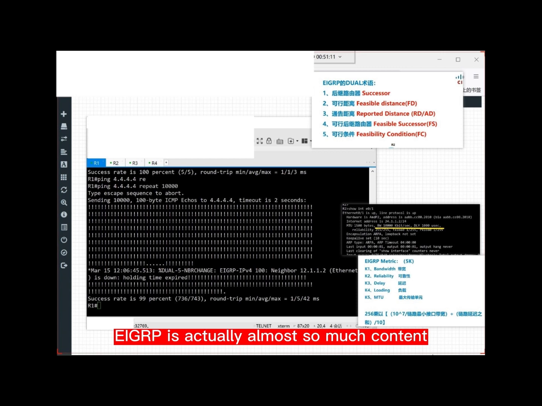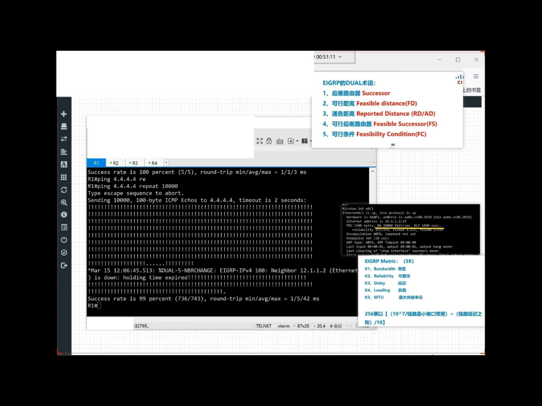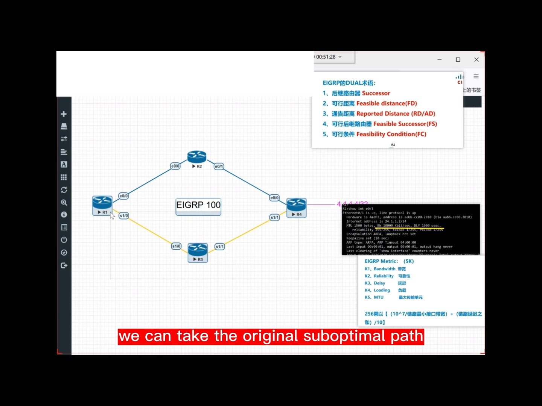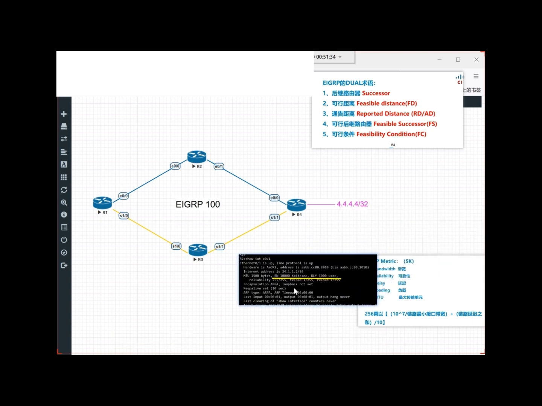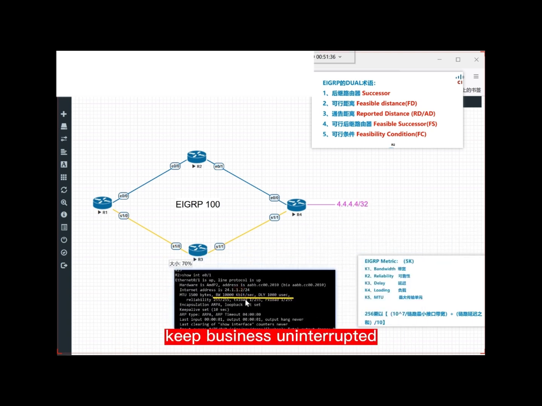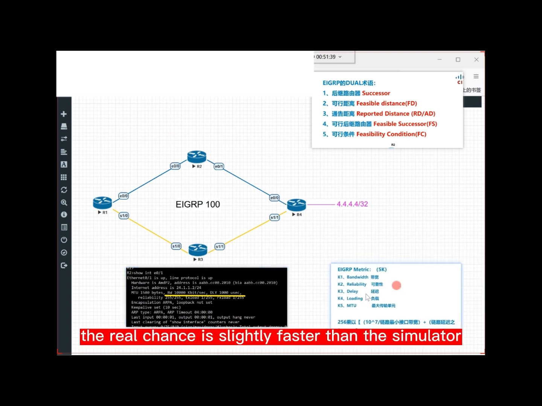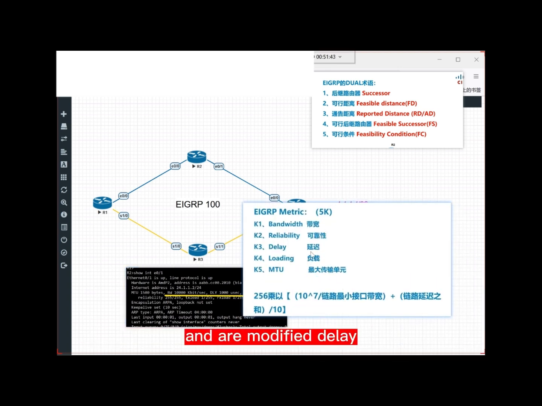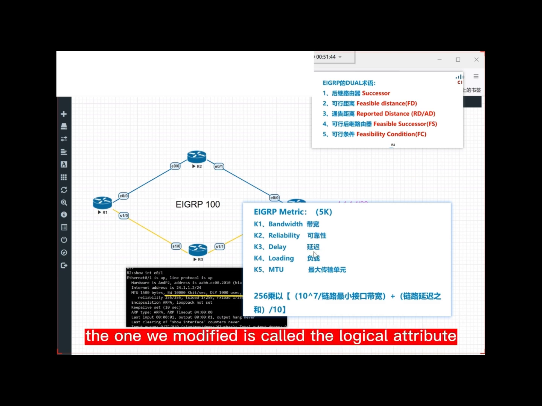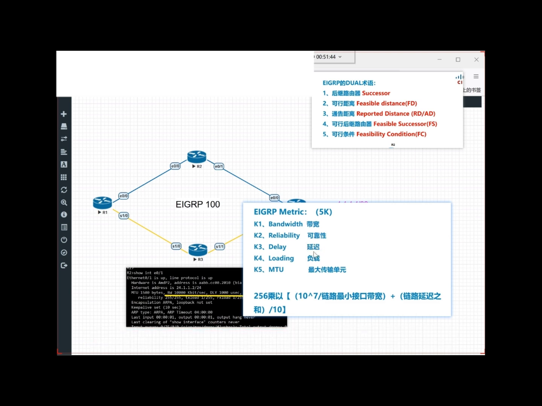EIGRP is actually almost this much content. Finally, let me emphasize. After we artificially modified, we can take the original suboptimal path and make it a backup path, in order to achieve second-level switching and keep business uninterrupted. Actually, the real machine is slightly faster than the simulator. And the delay we modified is called a logical attribute. It is not a real physical property.